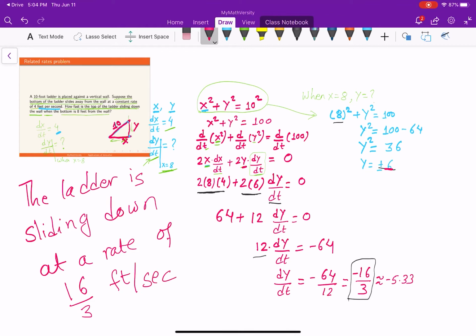Since I have used the word here, I didn't write down negative 16 over 3 as a rate, because I have already written here sliding down. So the ladder is sliding down at a rate of this, right? So that's the speed at which the ladder slides down. The top of the ladder is sliding down in that way, right? So you could still write it down maybe more clearly: the top of the ladder.